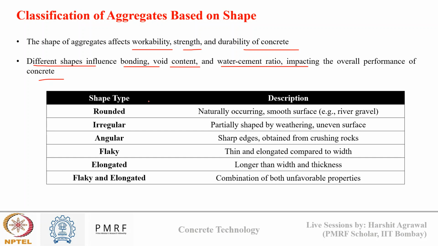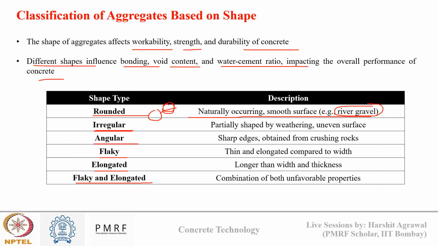Based on the shape, there are six classifications: rounded aggregates, irregular aggregates, angular aggregates, flaky, elongated, and flaky and elongated. So what are rounded aggregates? They have smooth surface and are completely spherical in nature. They are naturally occurring smooth surface aggregates like river gravel. They have high workability but poor strength because there is poor interlocking between aggregates.